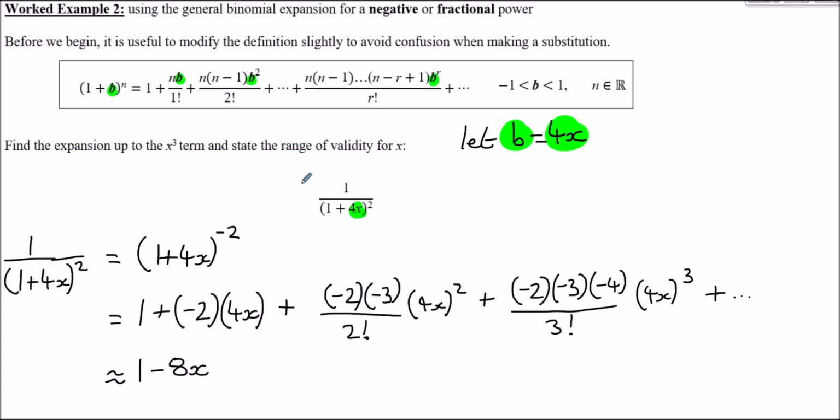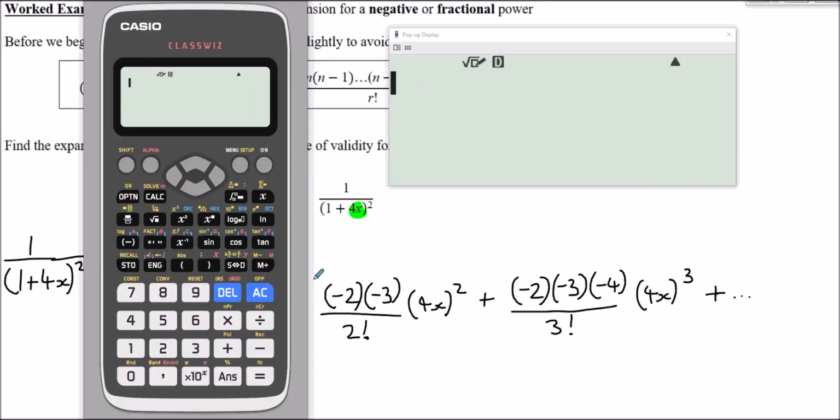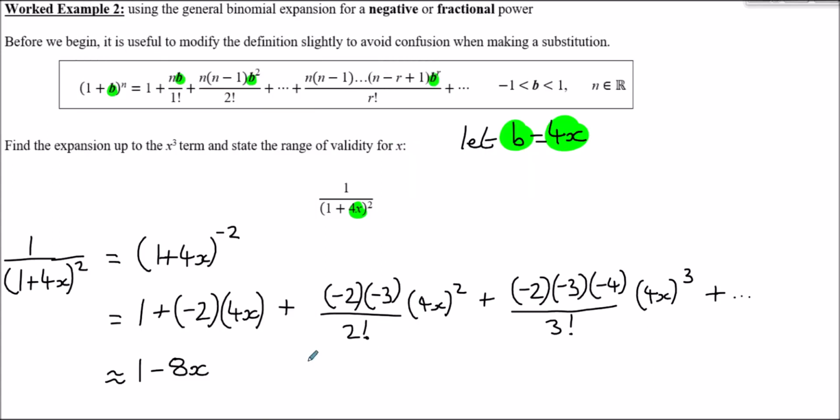At this stage now, I'll show you what these look like on a calculator. On a calculator, what we need to do is minus 2 times minus 3, divided by 2 factorial, so 2, then shift the reciprocal button, then times that by 4 squared. That'll tell us the coefficient of x squared. So we get 48x squared.